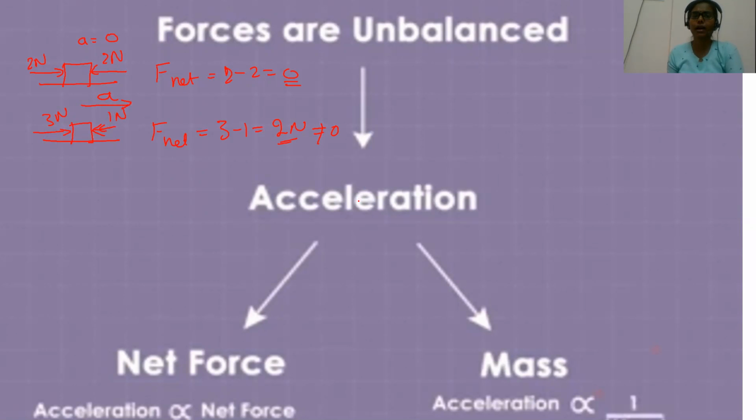When the body has acceleration, that depends upon two factors. One is the net force. Suppose I apply 5 newtons of force, acceleration will be more. If I apply less force, acceleration will be less. So acceleration is directly proportional to the force. Understood, children? And next, acceleration is inversely proportional to the mass. If more mass is there, it is very difficult to move. I will clear this concept with some examples.